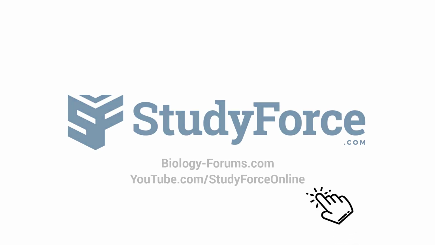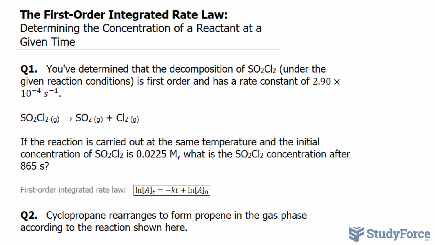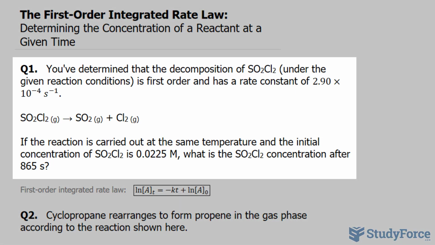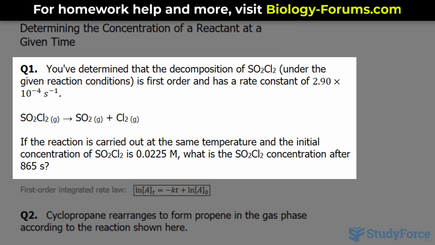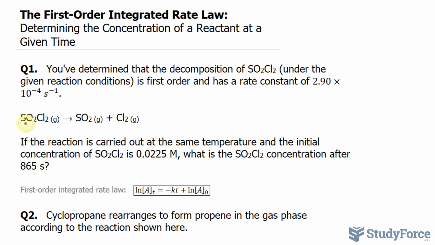In this lesson, we'll use the first order integrated rate law to determine the concentration of a reactant at a given time. The first of two questions reads, let's say that you've determined that the decomposition of SO2Cl2 is a first order reaction and has a rate constant of 2.90 times 10 to the power of negative 4. The decomposition formula is shown here.